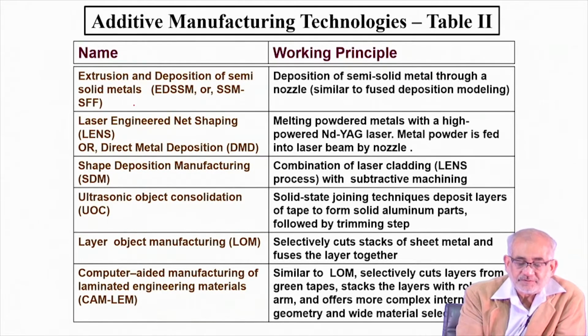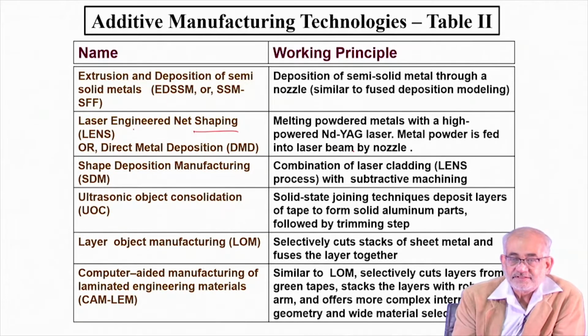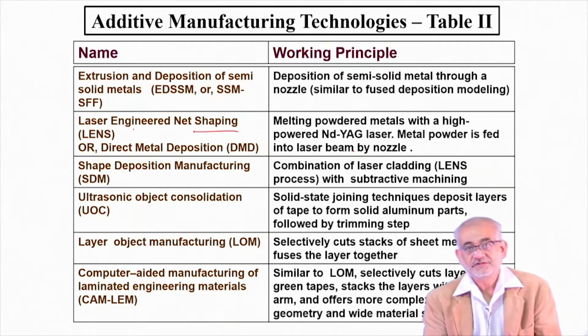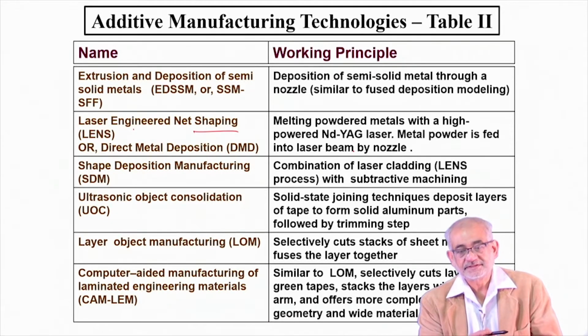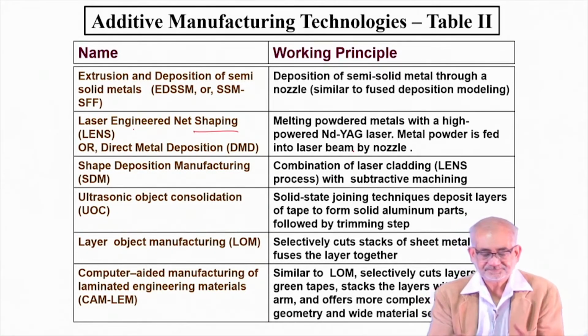Or you can have a powder bed and do direct metal deposition or laser engineered net shaping. In both cases, you can create a complex shape which you have to define beforehand using a computer-aided design mechanism.